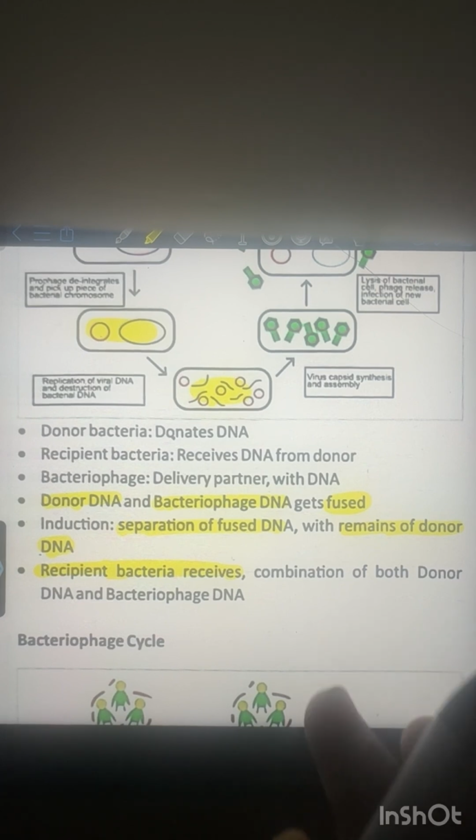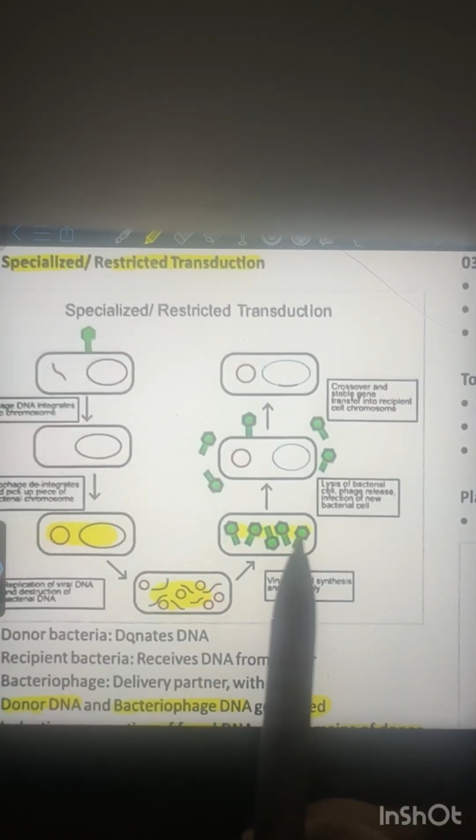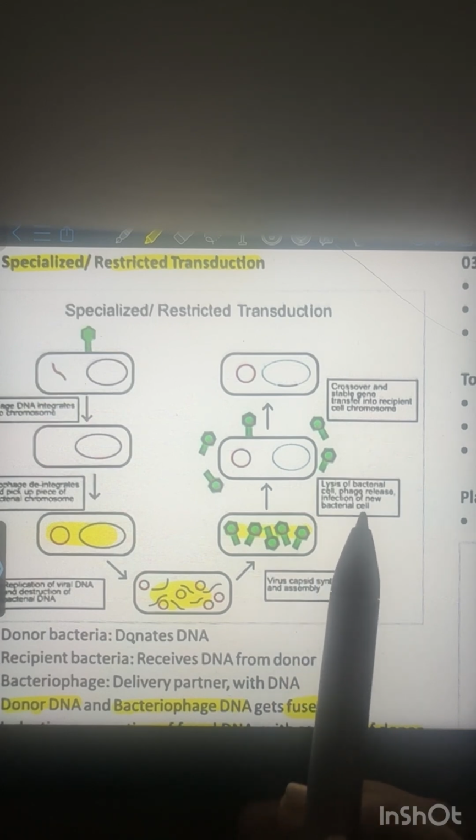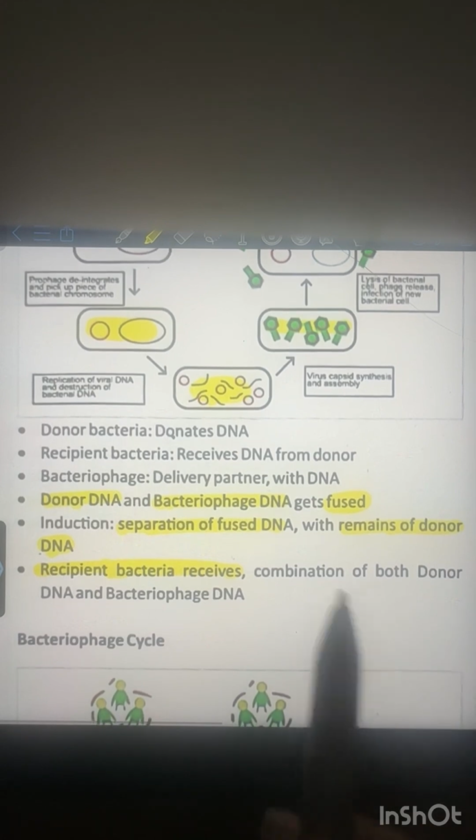Now can you imagine, the new bacteriophages that will form will not have only the original donor DNA. They will have a combination. They will have a combo that will be present. So what is going to get delivered? What food item is going to get delivered to the recipient? The combination food item, the combo DNA, is going to get delivered to the recipient.